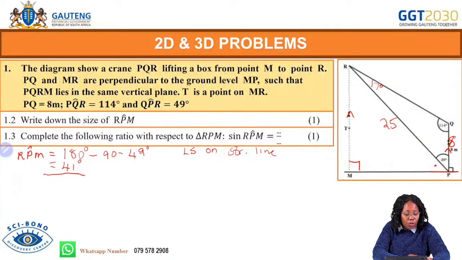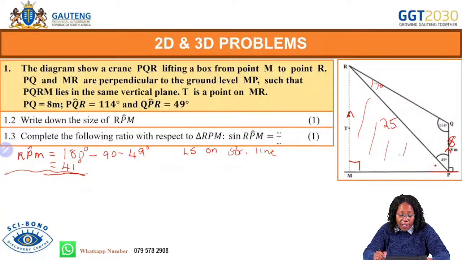41, that is 1.2. 1.3, complete the following ratio with respect to triangle RPM. We are taking this triangle here. Sine RPM, the sine of this angle here that we have just calculated, it's 41. Because we are in a 90 degrees triangle, we can use the ratio. A sine, remember, is opposite over hypotenuse.